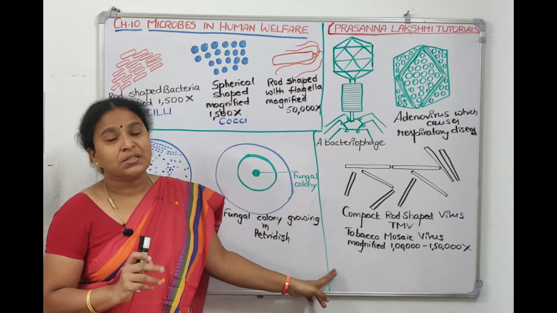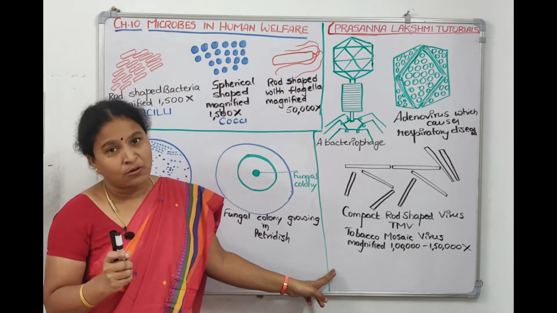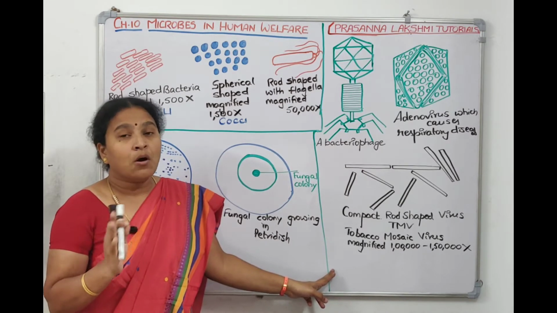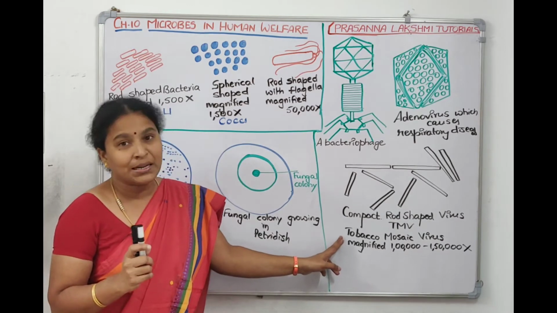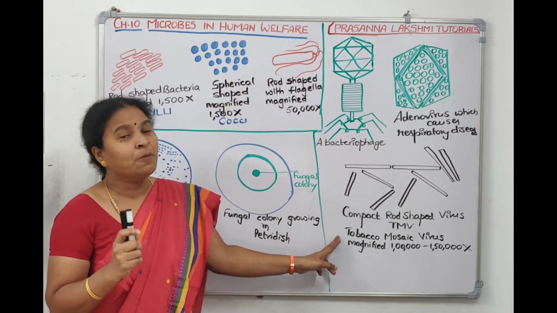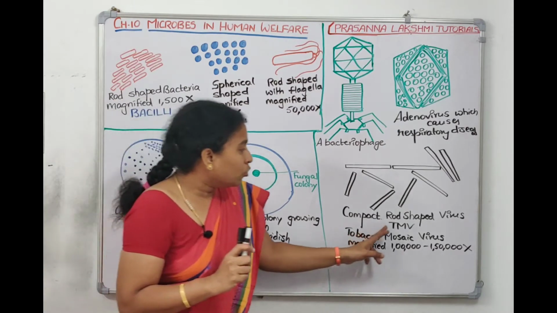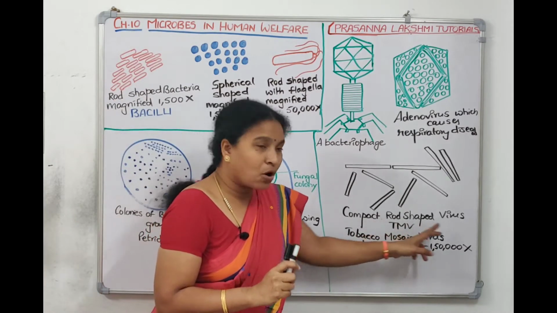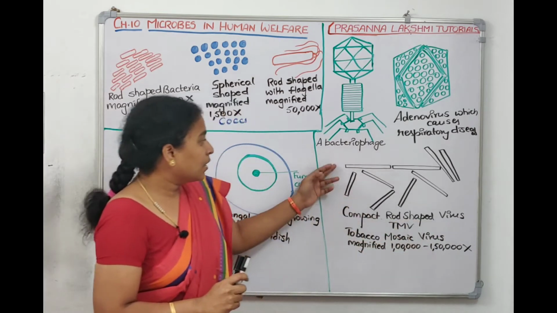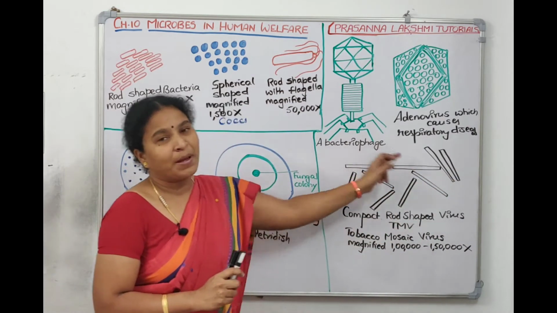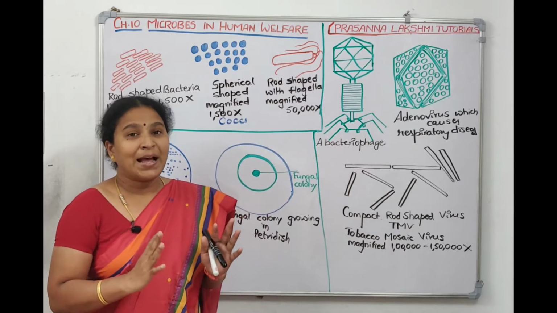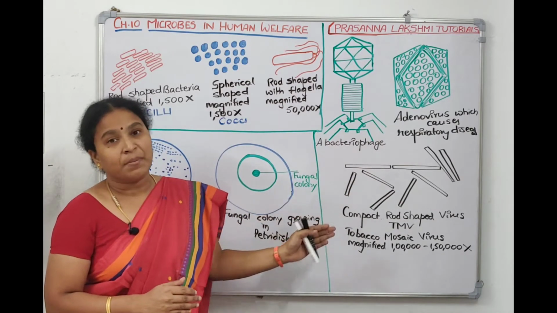Now the plant virus which causes mosaic disease in tobacco is called TMV. All the initial research activities were conducted on this virus only, TMV, tobacco mosaic virus, which comes in your 11th standard. Tobacco mosaic virus has a compact rod-shaped structure. This is one TMV, another TMV, another TMV. All these are tobacco mosaic viruses which have been observed under an electron microscope.